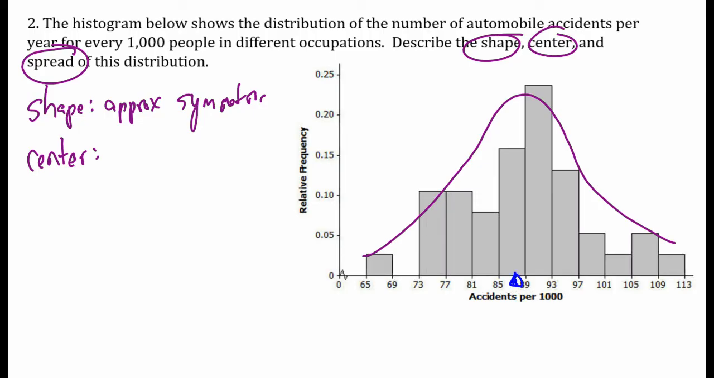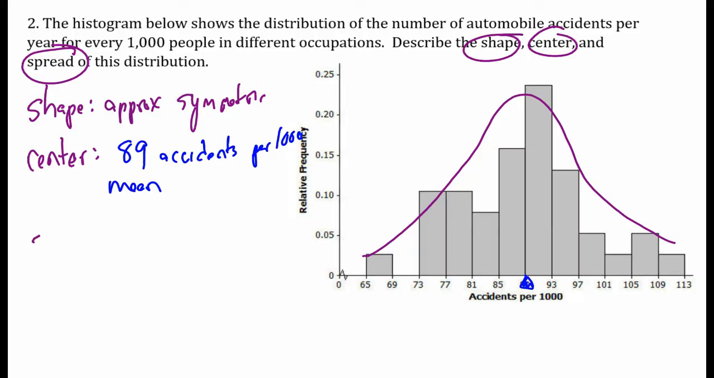I'm going to say it's around here, maybe at 89. I'd say 89 is a good balancing point. If you pick something around 89, you're right. I don't know exactly what it is because I don't have the data, but I'm going to say it's approximately 89 accidents per 1,000. Because that's the mean. The mean is a measure of center.